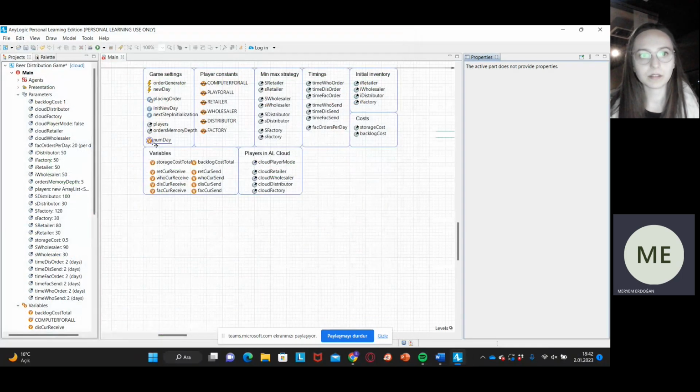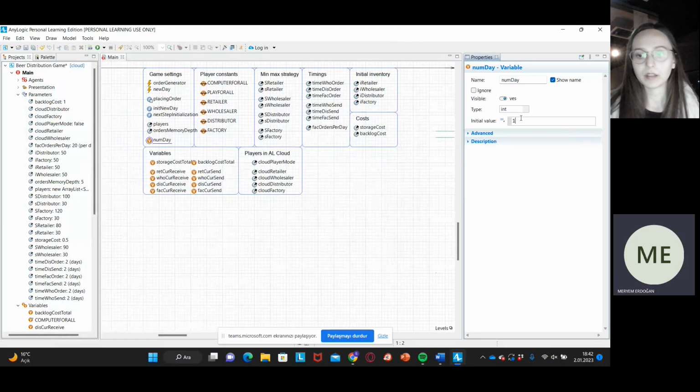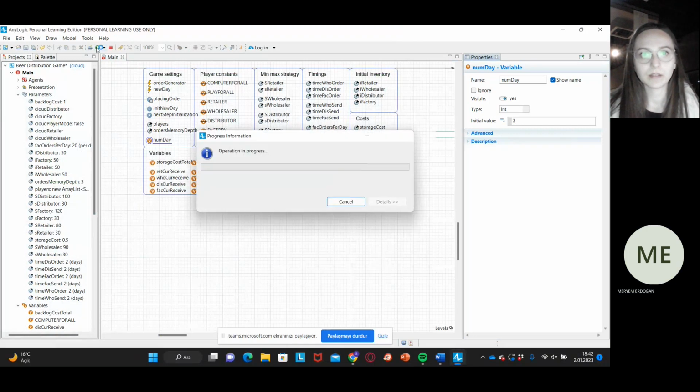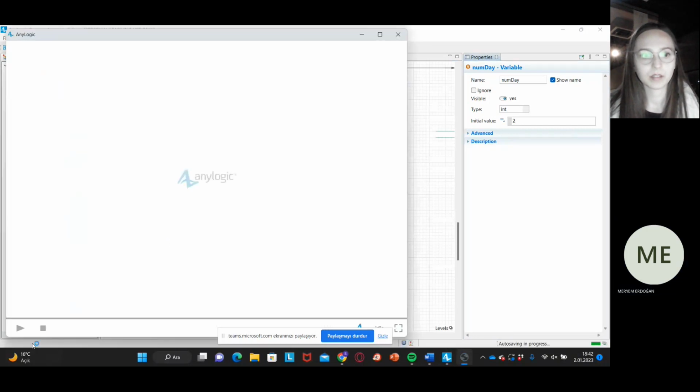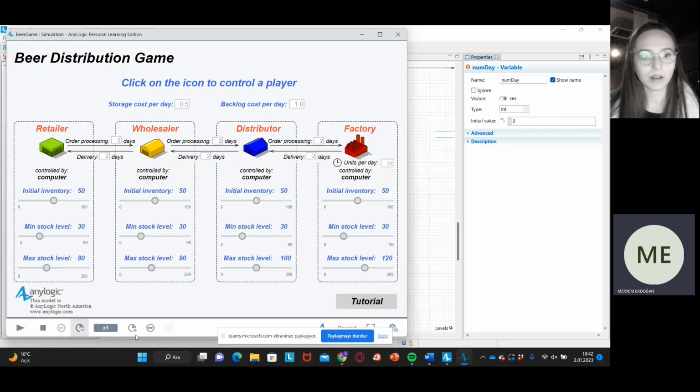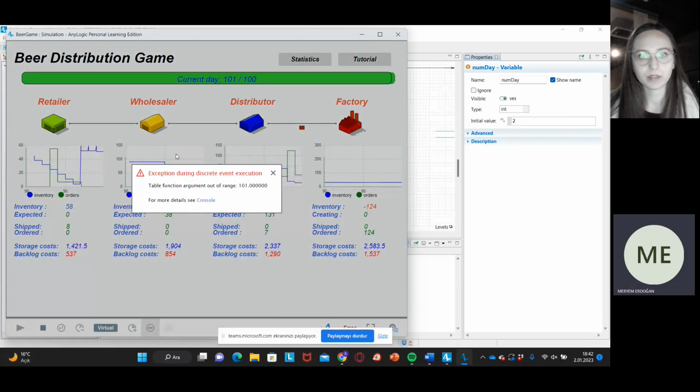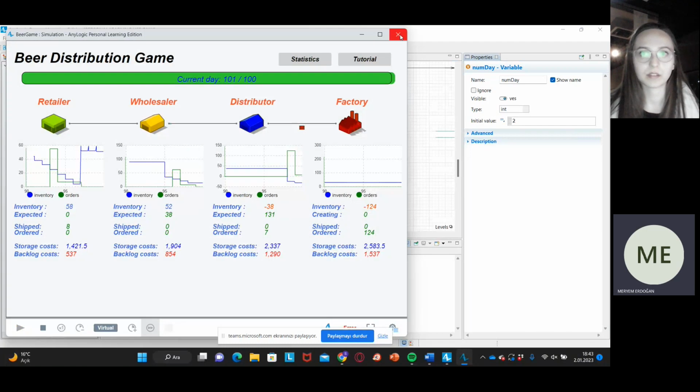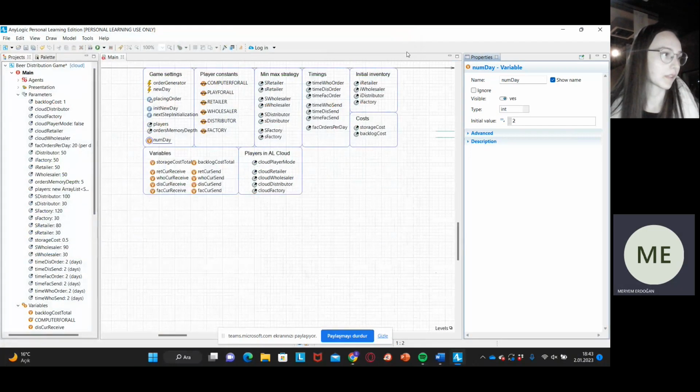But if we change it after 1, like 2, which is the minimum integer after that, the game gives an error. As you can see. The model always errors at the end, even if there is no problem in the operation of the model, because it exists for 100 days.